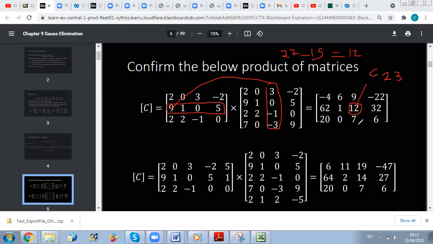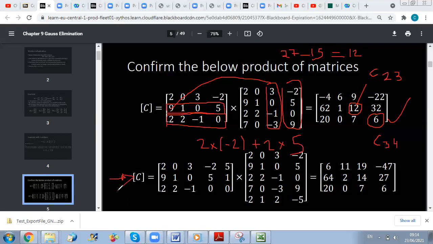Here, for example, this one is the result C34. It's the result of multiplying the third row with the fourth column. So we have 2 times minus 2, plus 2 times 5, and minus 1 times 0, and 0 times 9. So it's minus 4 plus 10, it's 6. Okay, so try to verify that you are familiar with the procedure by doing this example here.